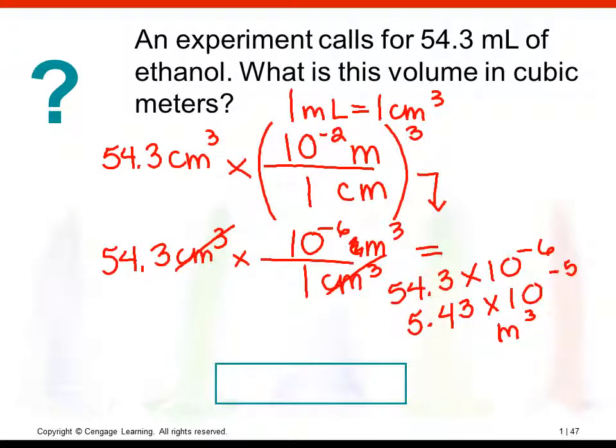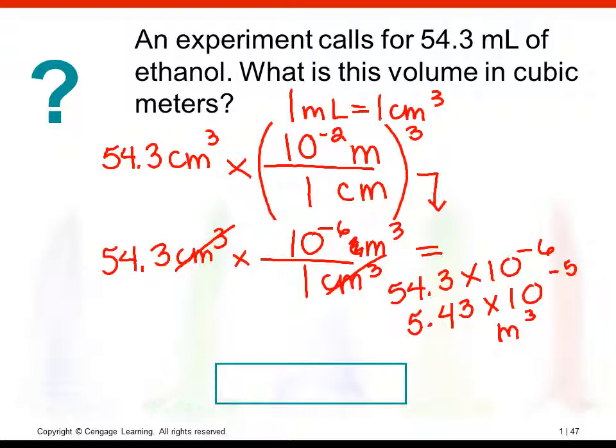In order to solve this problem, you have to know that 1 milliliter equals 1 cubic centimeter. Once you know that, it's much simpler to convert. So I start with 54.3 cubic centimeters, and I convert, so I put centimeter on the bottom and meter on the top. I define my relationship as dictated by my chart, and then I exponentiate that factor. In doing this, it allows my cubic centimeter to cancel out, and I end up with 54.3 times 10 to the negative 6 meters cubed over centimeters cubed.